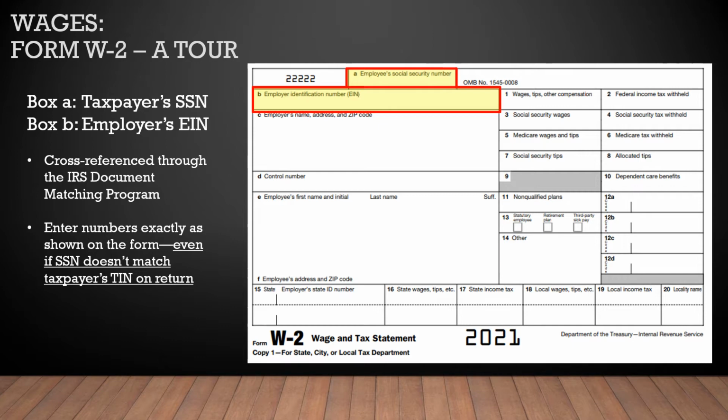And this is really important because the documents are cross-referenced through the IRS document matching program. So the employer has already reported to the IRS what they have reported to the taxpayer, and the IRS is going to match those documents through software. And if there's a mismatch, then our taxpayer is going to get a letter from the IRS wondering why there is a mismatch. So always, always, always report things exactly as they are on the W-2.